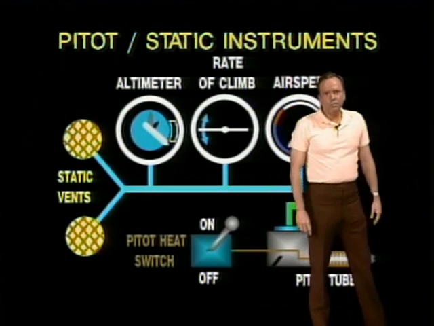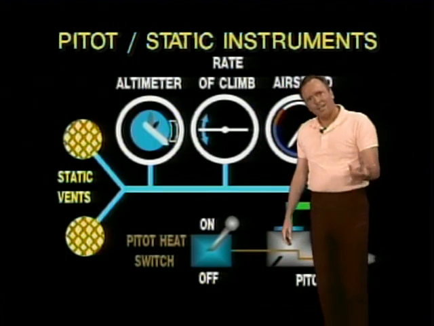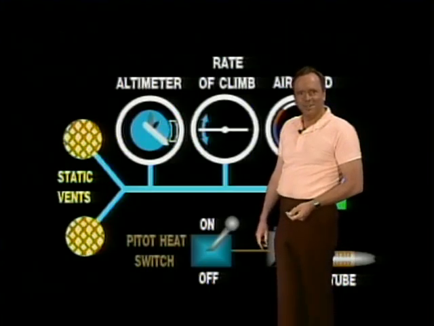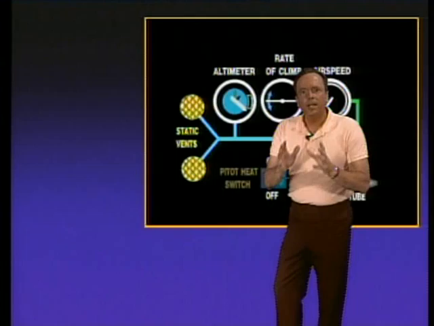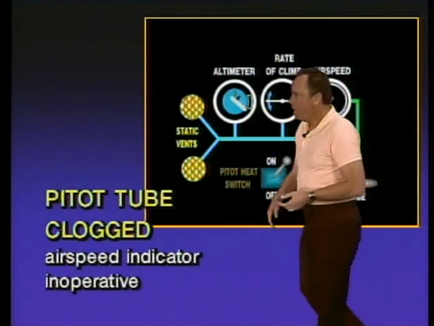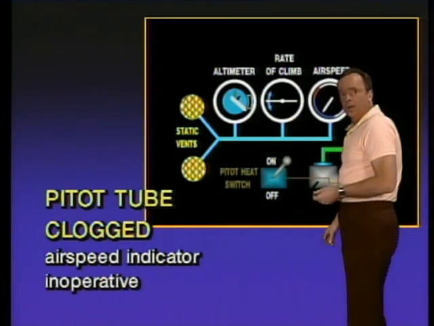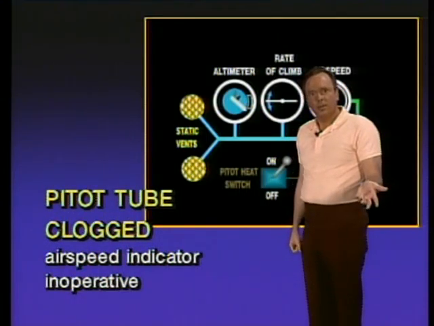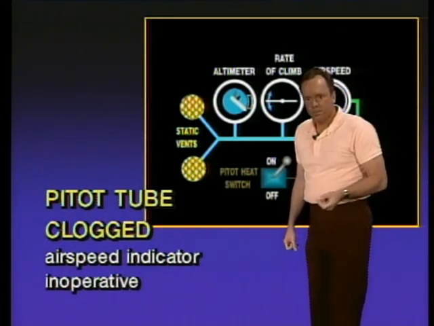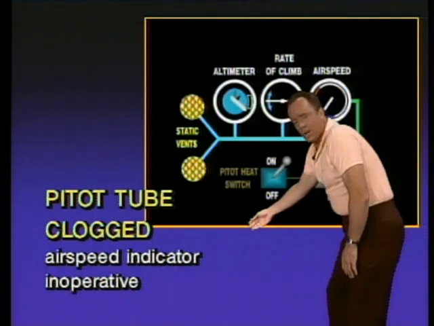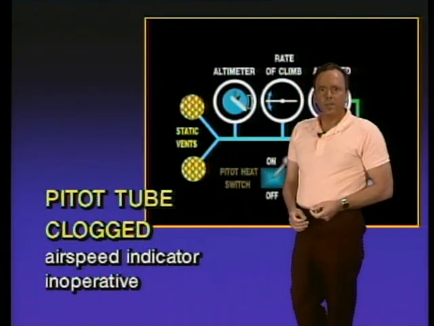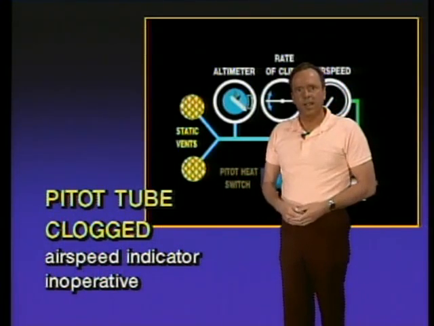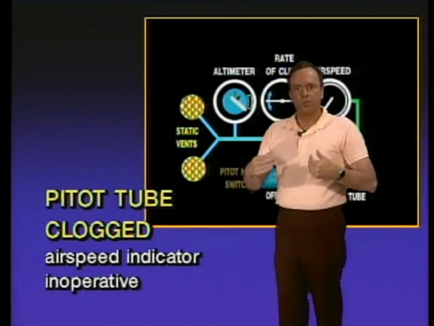Now, as you might guess, the FAA will ask you a few questions about this on the FAA written exam. They're going to say, let's assume, super pilot, the pitot tube becomes clogged. Which of these three instruments would be affected? Well, there's only one of these instruments connected to the pitot tube, and that's the airspeed indicator. So the airspeed indicator would become inoperative if the pitot tube becomes clogged. And the reason for that, of course, is the airspeed indicator gets its information from the ram air from the pitot tube.